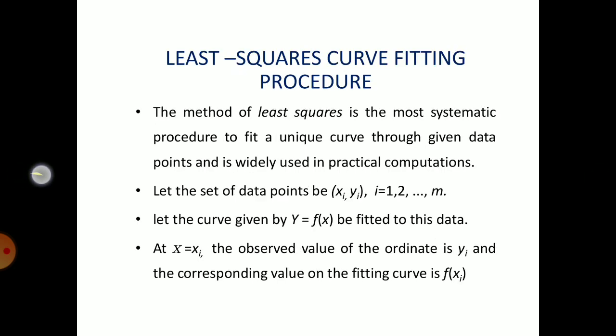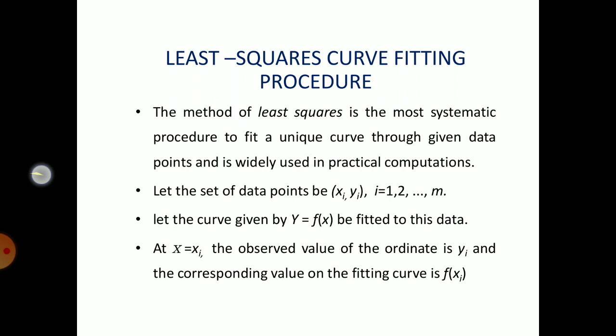Let us see what is the least square curve fitting procedure. The method of least squares is the most systematic procedure to fit a unique curve. Let the set of data points be xi, yi, where i goes from 1 to m. That means data points are x1, y1, x2, y2, x3, y3, and so on up to xm, ym. That means m points are given to you as data. Using these m points, you have to fit a curve.